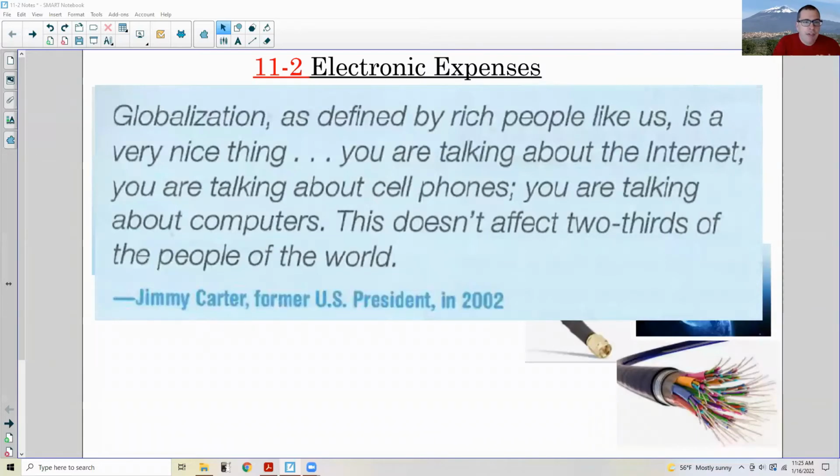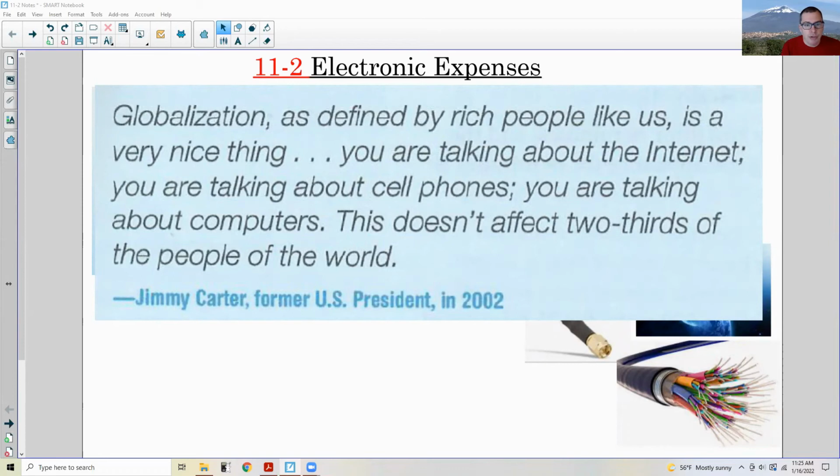All right, chapter 11.2 is electronic expenses. So I thought it'd be interesting to bring in this quote from the book. Jimmy Carter, former US president, in 2002 stated, "Globalization as defined by rich people like us is a very nice thing. You're talking about the internet. You're talking about cell phones. You're talking about computers. This doesn't affect 2/3 of the people of the world."